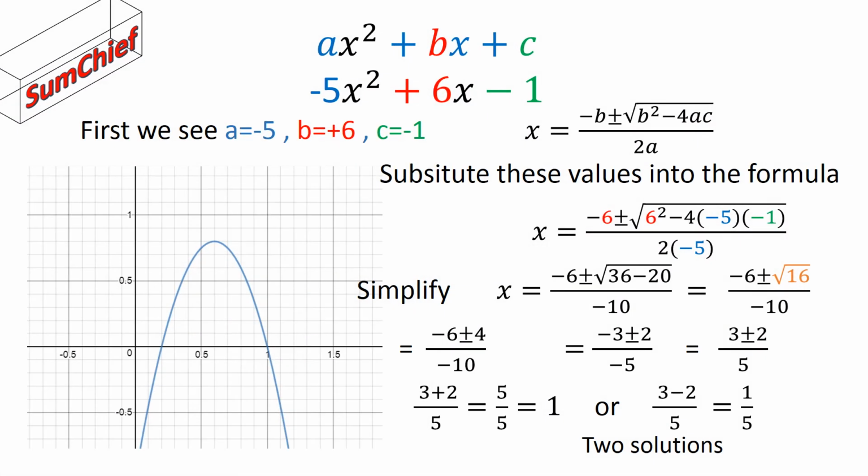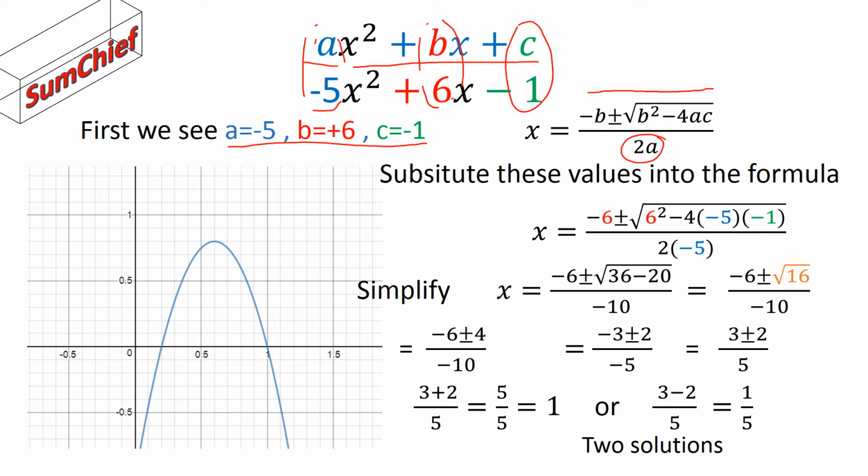So here's an example of a quadratic in the form ax squared plus bx plus c, where a is minus 5, b is 6, and c is minus 1. I've written them down for you here. And you'll see in the quadratic formula, x equals minus b plus or minus the square root of b squared minus 4ac all over 2a, the 2a is a crucial bit here. If a in the quadratic was 0, you could not have it, because 2 times 0 is 0. So that's another reason why you can't have a 0 for the x squared.